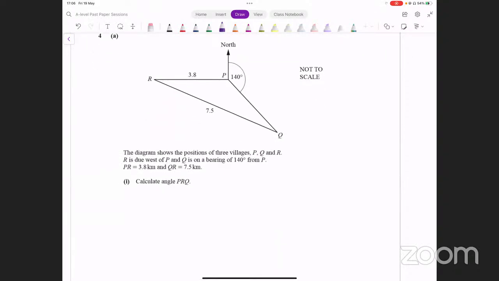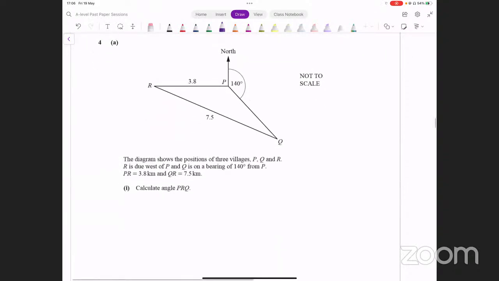It says the diagram shows the positions of 3 villages, P, Q, and R. R is due west of P, and Q is on a bearing of 140 degrees from P. Okay, so we can see that in the diagram. R is due west of P. Yeah, so P is right here. R is due west. इसके left side पे है बिल्कुल, right? So it's a 90 degrees angle here.